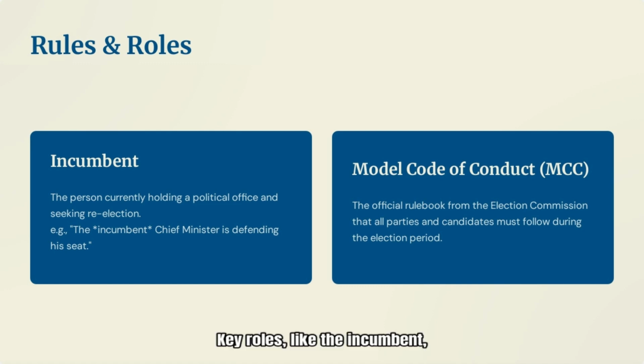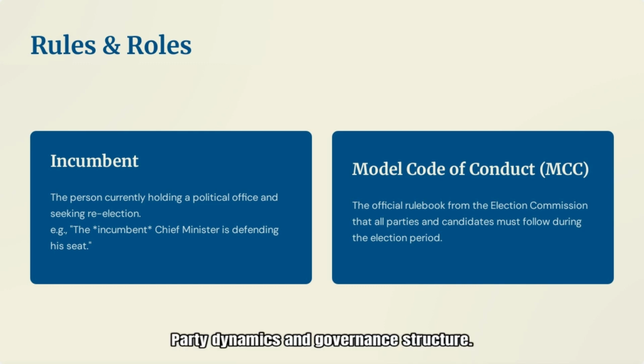Key roles: the incumbent is the person currently holding office and at the same time seeking re-election. For example, the incumbent chief minister is defending his seat. And after that, vote. We wait for the exit polls, surveys taken after people vote to predict the outcome. The results will be announced immediately after voting concludes.